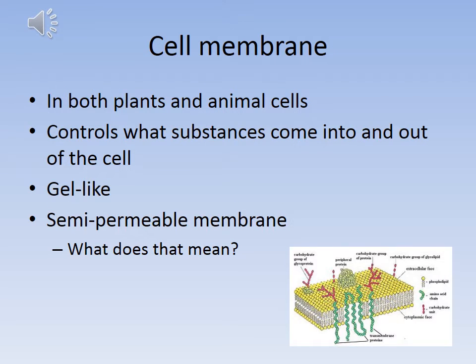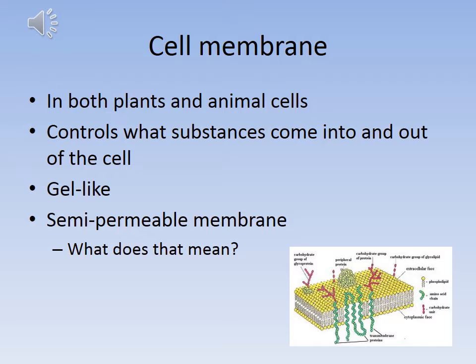The cell membrane can be found in both plant and animal cells. It controls what substances are allowed into and out of the cell. Everything the cell needs, from food to oxygen, may enter through the membrane. However, it also keeps the cell safe from harmful materials.